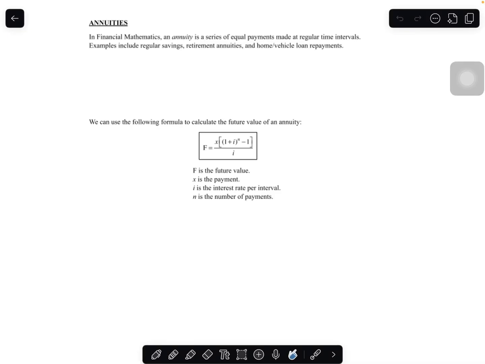Hi guys, today we're going to look at grade 12 annuities, the future value component of it. This is your financial maths for grade 12. It's the add-on from last year. And we're going to do a very basic example today. But first, let's start off with defining what is an annuity.